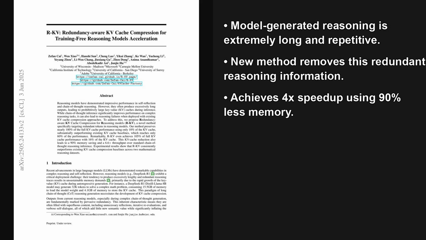What RKV shows us is pretty profound. It's not just about keeping the tokens that get the most attention. By also identifying and removing what's redundant, the model can reason much more clearly and efficiently. This training-free approach makes large models dramatically faster and less memory hungry, which is a huge step forward for running complex reasoning tasks on more accessible hardware.